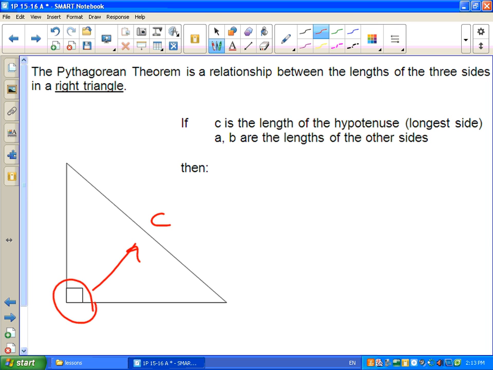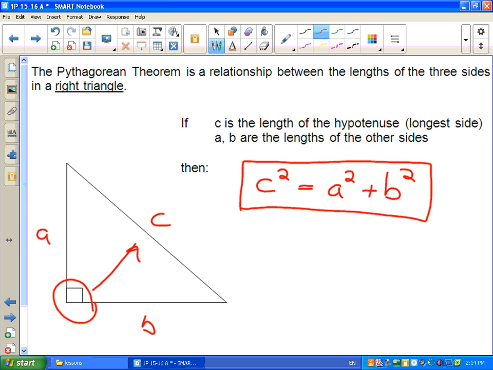A and B are the lengths of the other two sides. So over here we have two shorter sides. We're just going to label them A and B. So if we've labeled these C, A, and B, then the Pythagorean theorem is that C squared equals A squared plus B squared. And this is what you have to remember. Okay? C squared equals A squared plus B squared, and how to find which side is C in this.